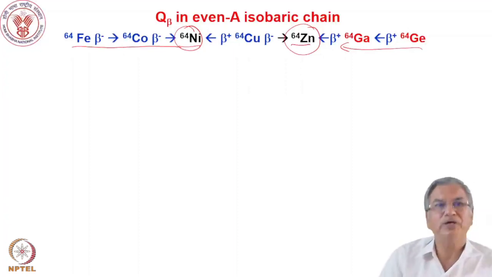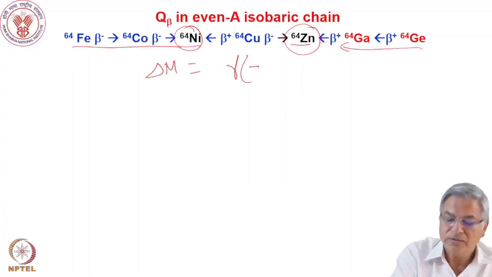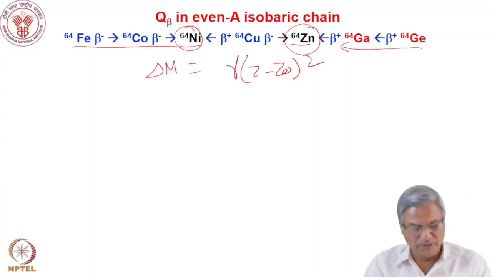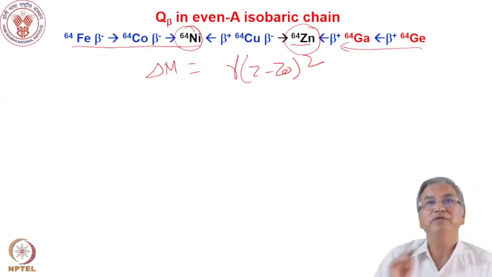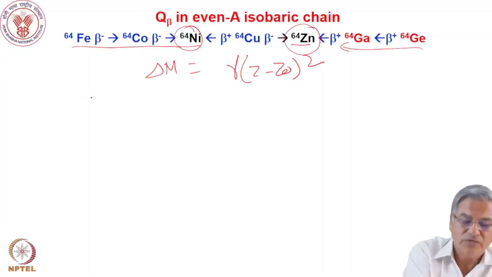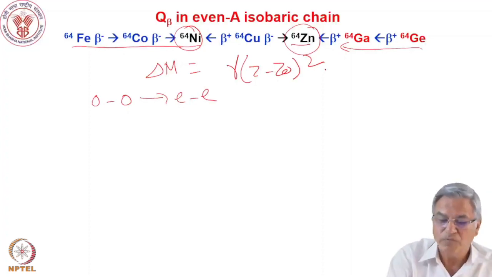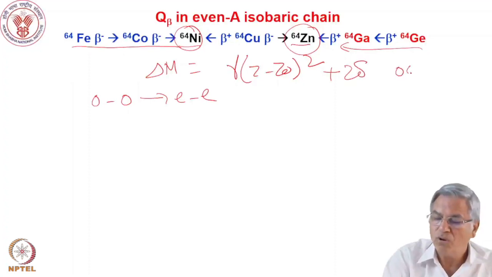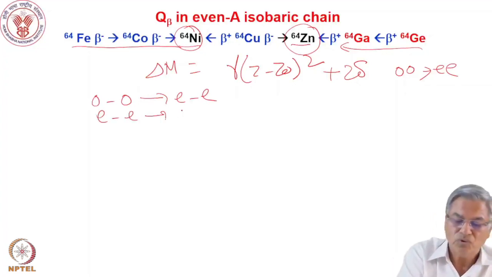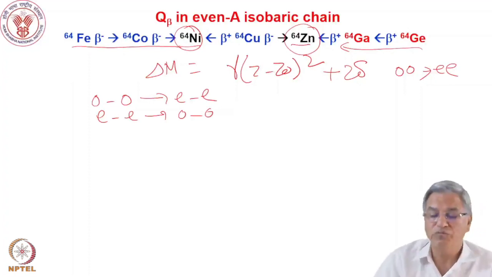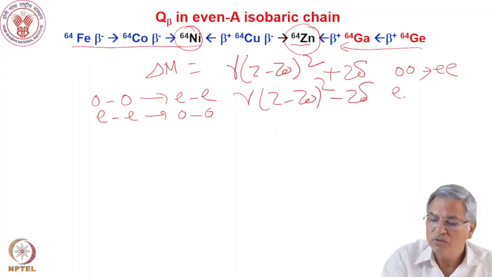So we have already discussed for the odd A isobaric chains, that the delta M for beta decay will be gamma (Z minus Z0) squared. That we have seen for the case of odd A isobaric chain. Now in the case of even A isobaric chain, there can be two situations. That is, we can have odd nucleus to even nucleus, and if this happens, then there will be a term 2 delta for odd to even beta decay. And it can have even to odd, then there the term will be minus delta, so it will be gamma (Z minus Z0) squared minus 2 delta for even to odd.